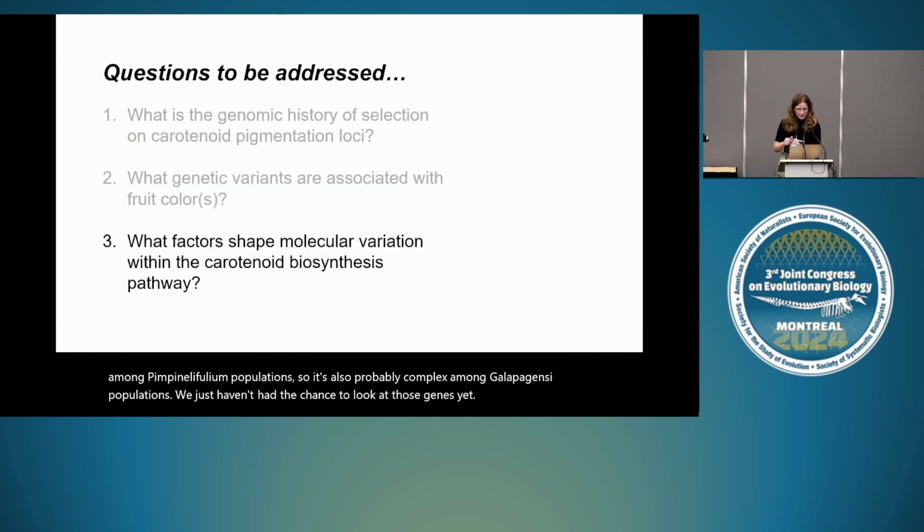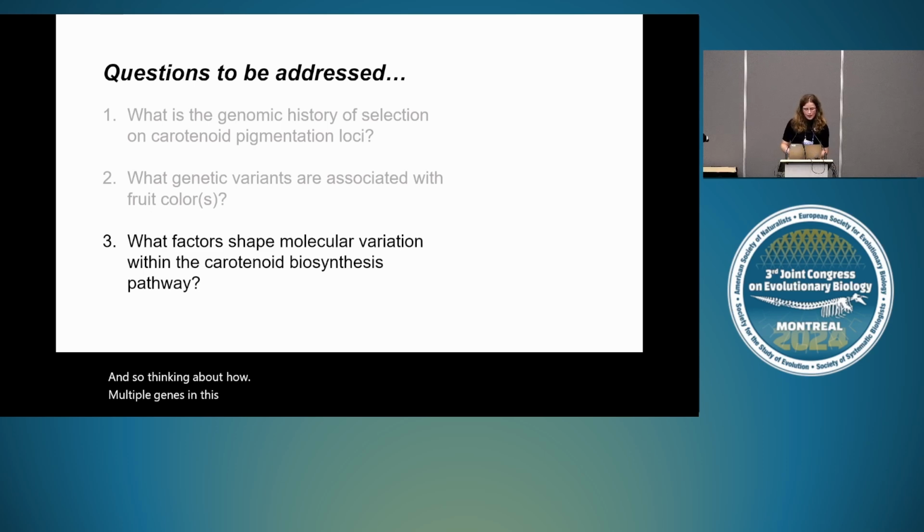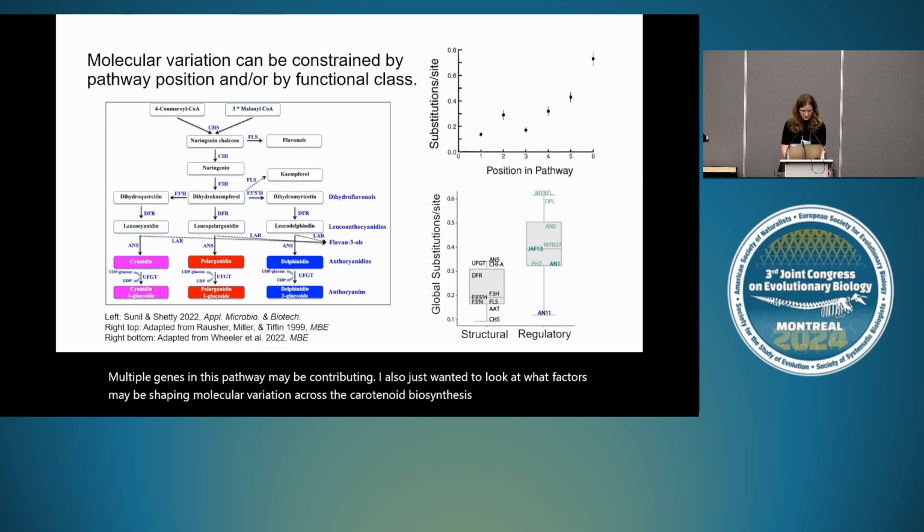And so thinking about how multiple genes in this pathway may be contributing, I also just wanted to look at what factors may be shaping molecular variation across the carotenoid biosynthesis pathway. There's a lot of classical work already done on these sorts of questions, especially in the anthocyanin biosynthesis pathway. And it's been found that molecular variation can be constrained both by pathway position, so upstream genes are more constrained than downstream genes, as well as by functional class. So structural genes experience far more selective constraint than regulatory genes.